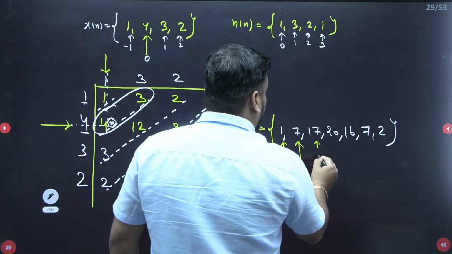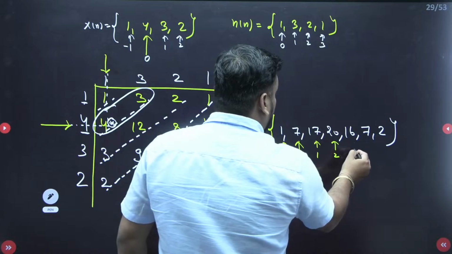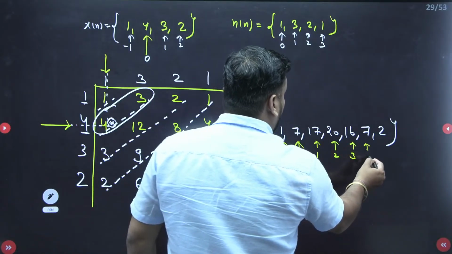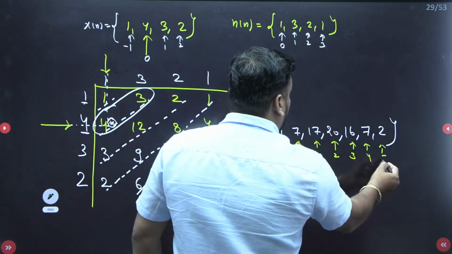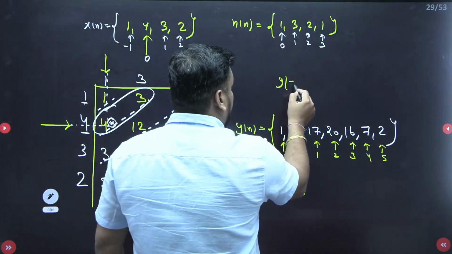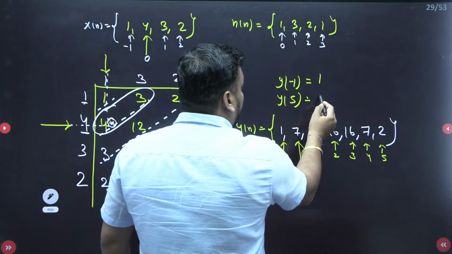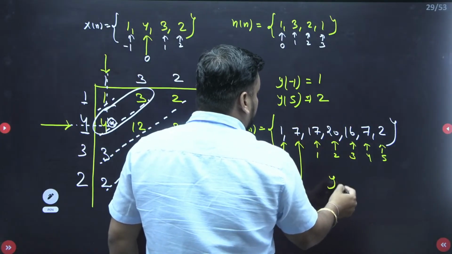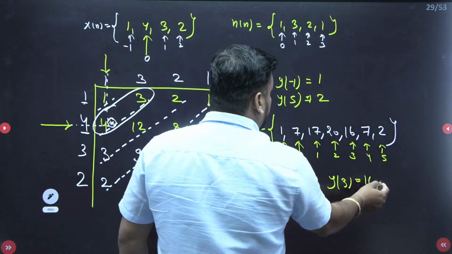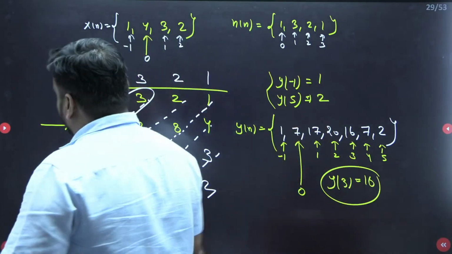Then here 1, here 2, here 3, here 4, and here 5. So in the GATE exam, the examiner can ask a question like this. What is y of minus 1? It is 1. What is y of 5? It is 2. What is y of 3? The answer is 16. Like this, the examiner can make numerical entry questions.